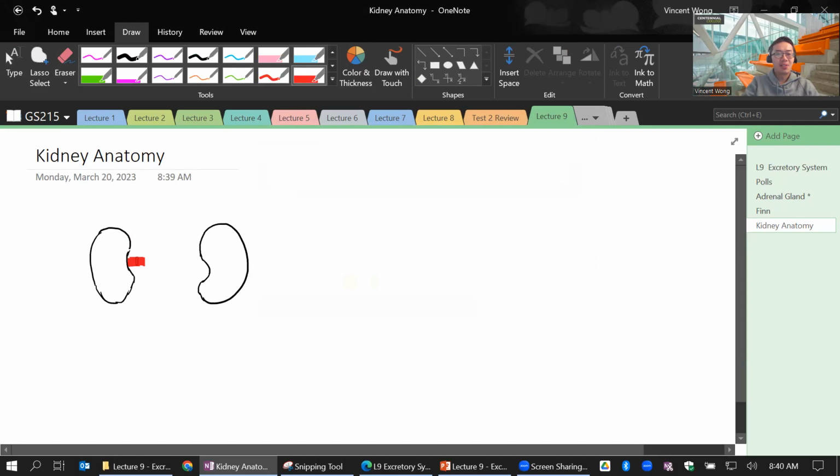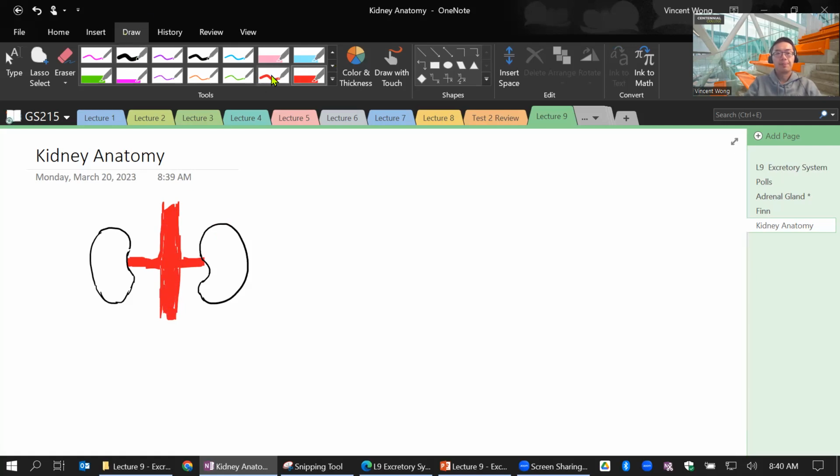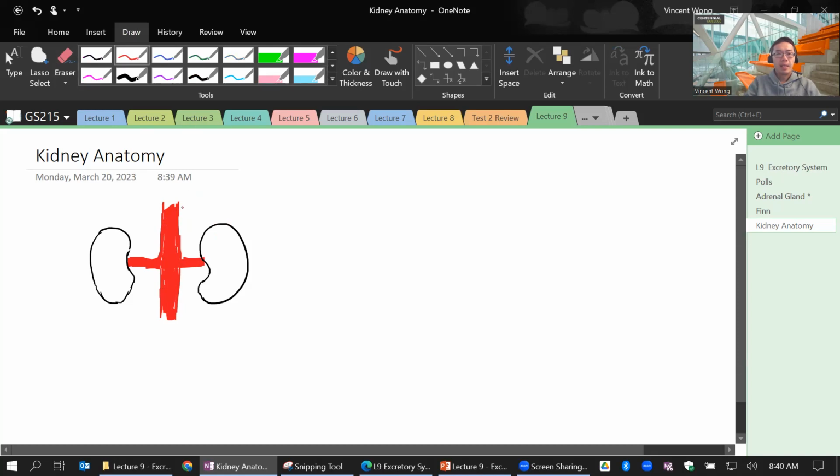So what happens is you will have to feed blood into the kidneys. Your kidneys actually filter a lot of blood. We're talking about 1.2 liters of blood going through the kidneys every minute. That's a lot. And so we will have to have a continuous supply of blood to them. And this is going to be the abdominal aorta. You remember the abdominal aorta, right?